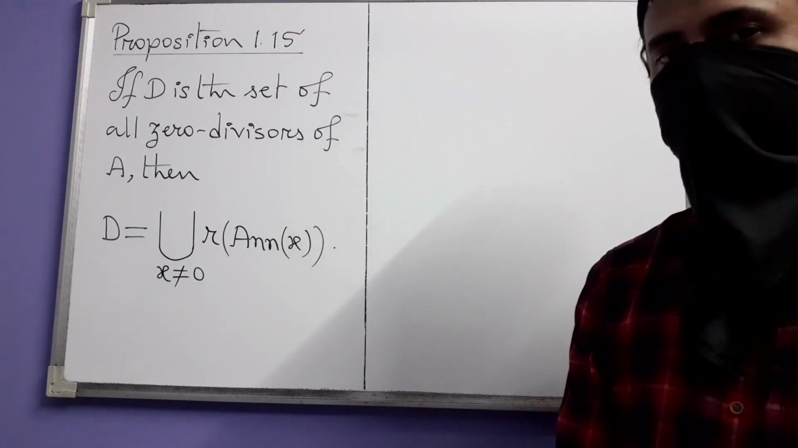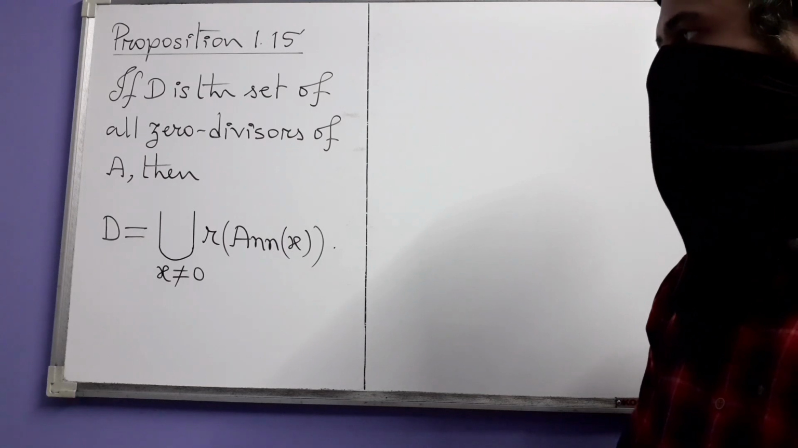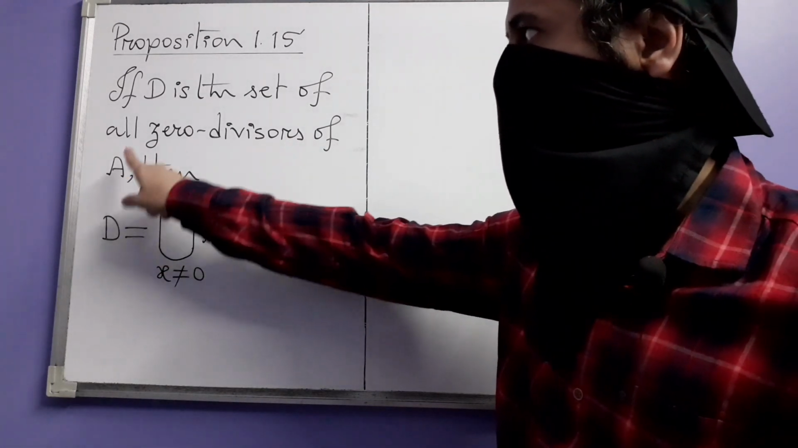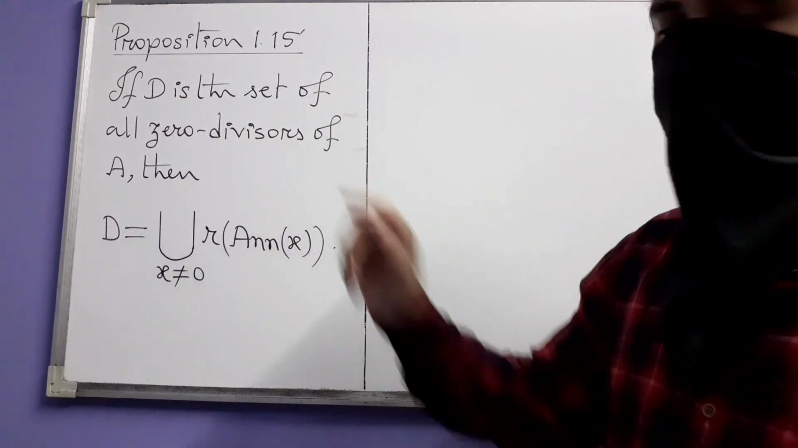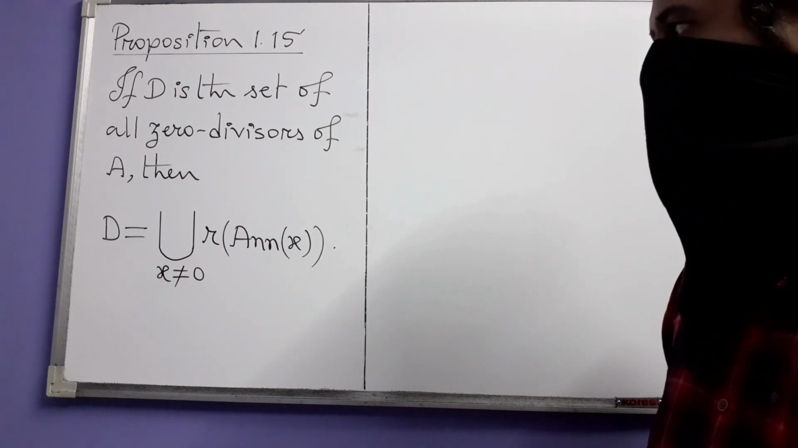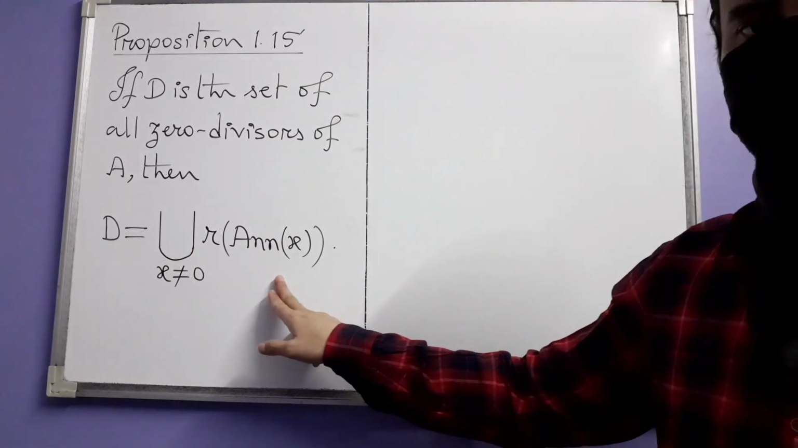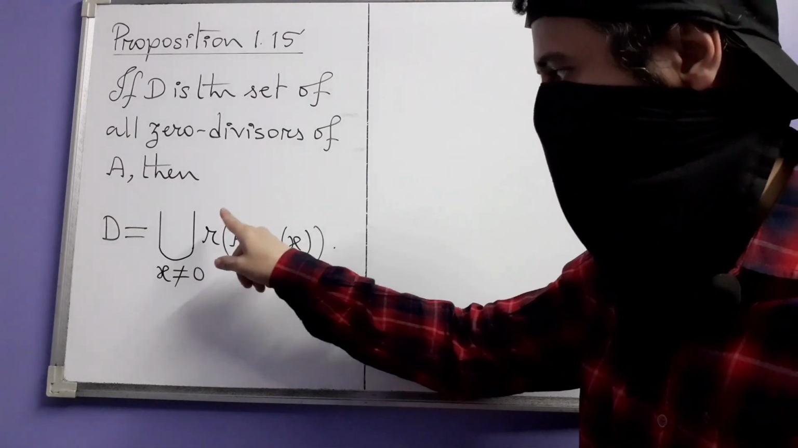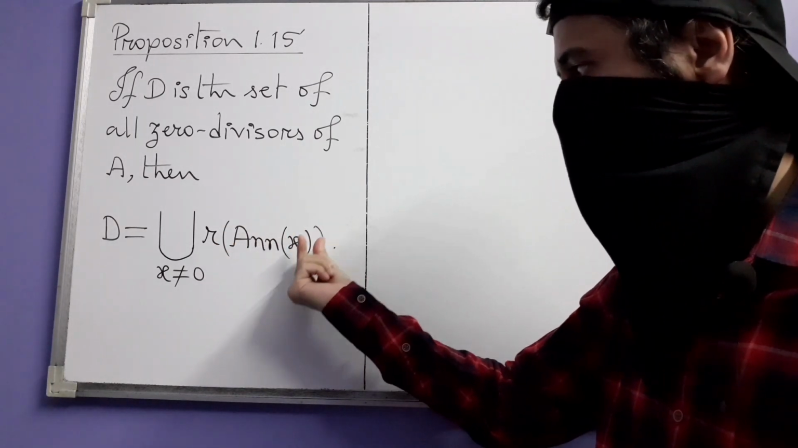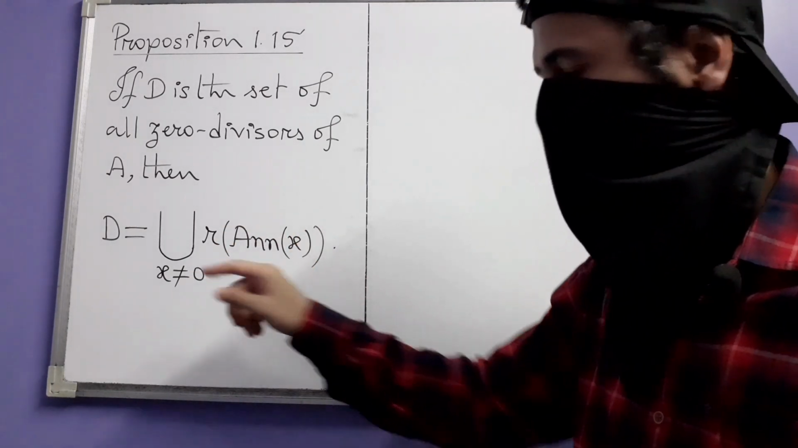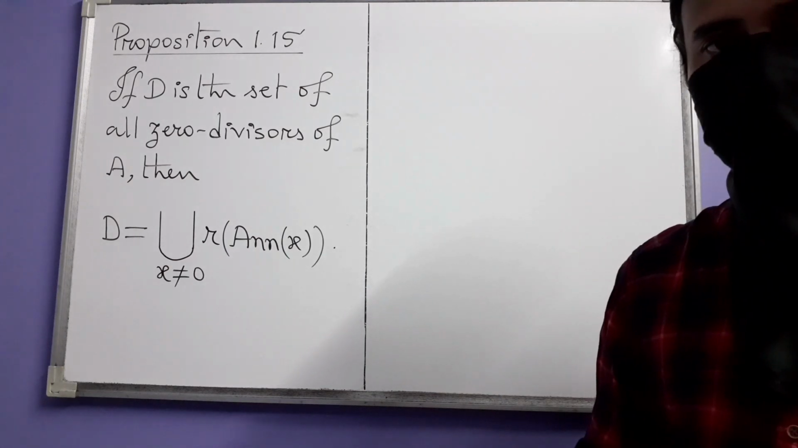Next we have this proposition, proposition 115. Consider a ring A and in it let D be the set of all zero-divisors. Then D equals this union. D is the union of the radicals of the annihilators of x, where x is any non-zero element in A.